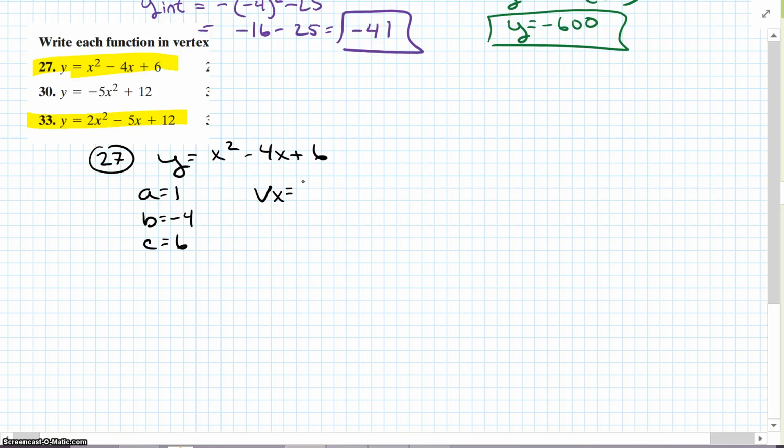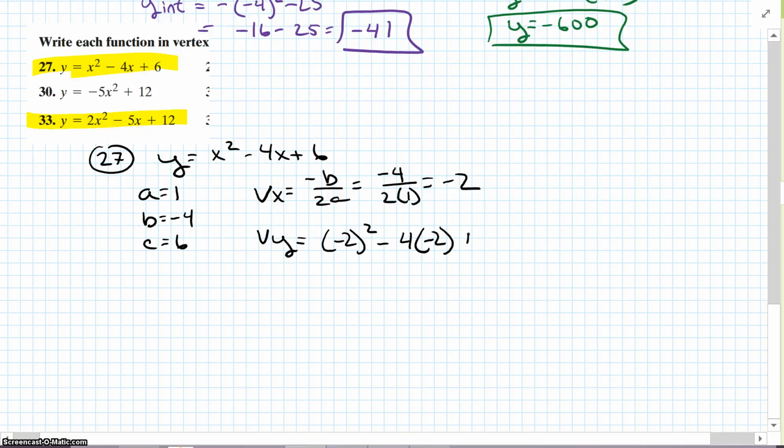So the x value of the vertex is negative b over 2a, which would be negative negative 4 over 2 times 1, which would be 2. My y value is the equation, but instead of x, I plug in 2. So that's going to be 2 squared minus 4 times 2 plus 6. So that is going to give me 2. So my vertex is (2, 2). So that's my h and k value.